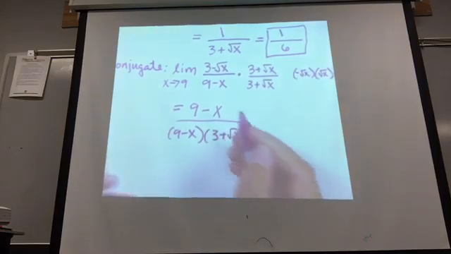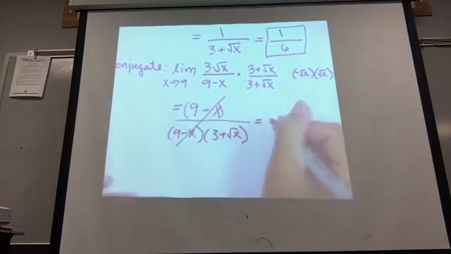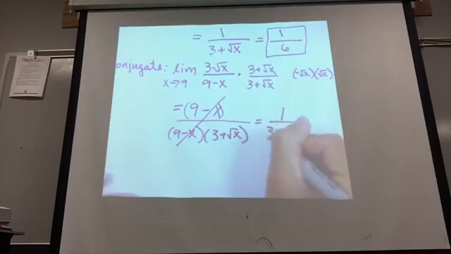And now I can show that I can divide out this common factor on top and bottom. And then again, I'm left with 1 over 3 plus the square root of x. So if I plug in 9 again, I get 1/6.